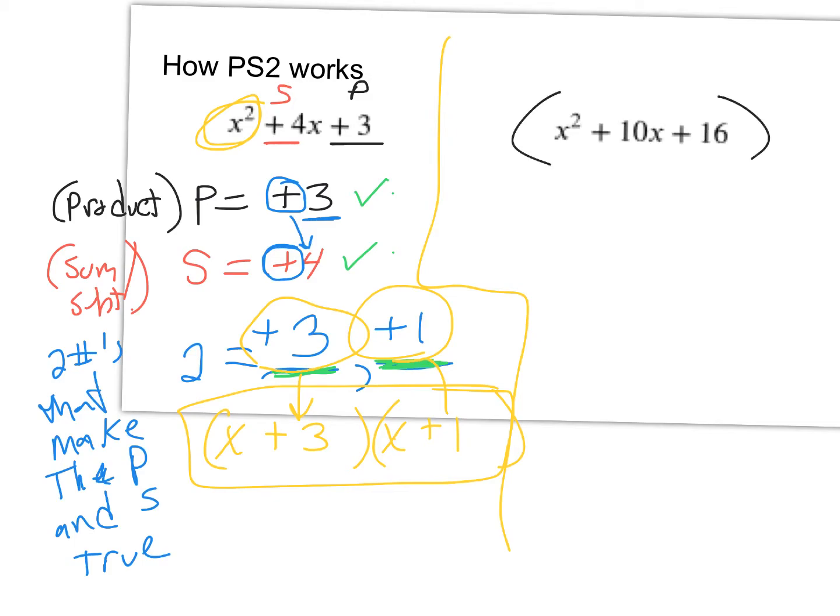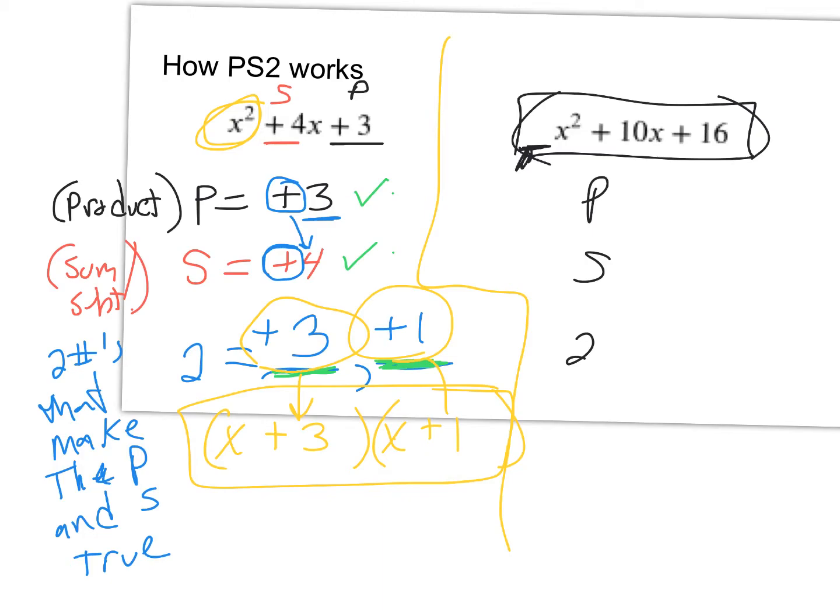So I've got 3 pieces. One big thing is, with the PS2, you cannot have a number in front of the x squared. If there is a number in front of the x squared, we have to go to another method, either by slide or factor by grouping, and I'll show you guys that in another video. So we're going to start here. I got 3 pieces. There's no leader in front of my x squared. So that tells me I can use PS2.